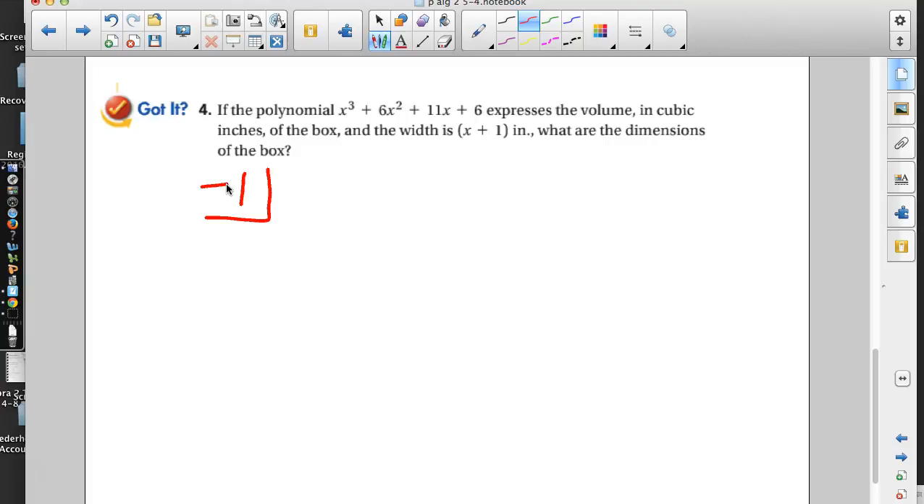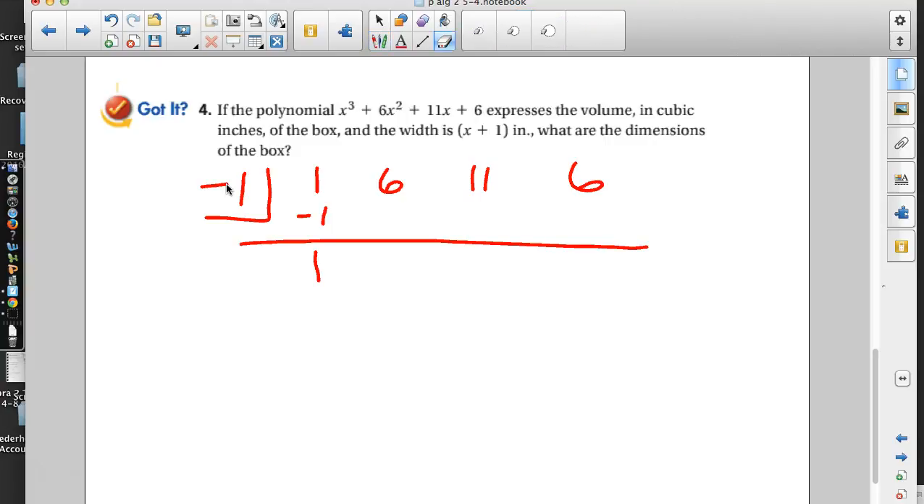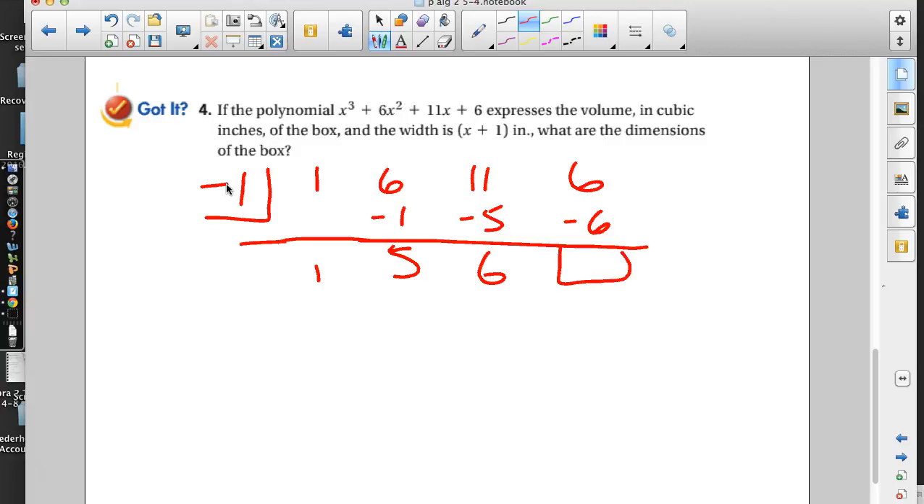It's always the 0. X to the third, x squared, x to the first. We do have them all. Bring down that leading coefficient. Outside the box, multiply. Inside the box, add. Outside the box, multiply. Inside the box, add. Outside the box, multiply. Inside the box, add. So something went wrong somewhere in there. Check and see, what happened. So no remainder, which we knew was supposed to happen. That's always a good thing to know in advance.